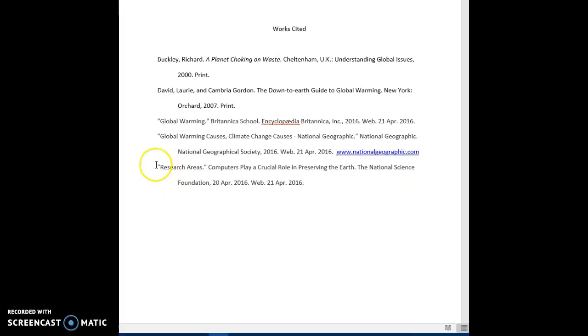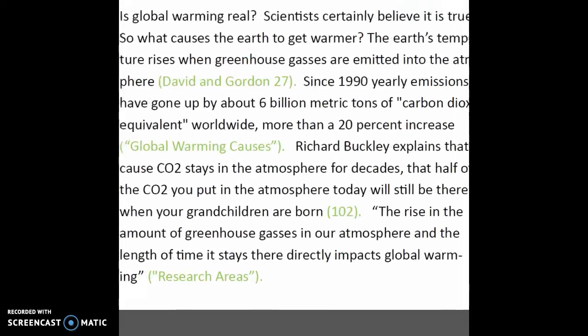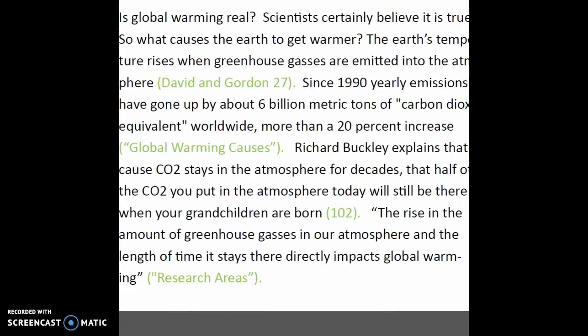Okay, so this article that did not have an author began with research areas, and I found it immediately by simply going to the Works Cited page because my parenthetical citations matched up so well. All right? Your in-text citations is your brand. Now it's your turn to give it a try. Do task 2, and when you're done, bring it to me and I'll take a look and see how you did.